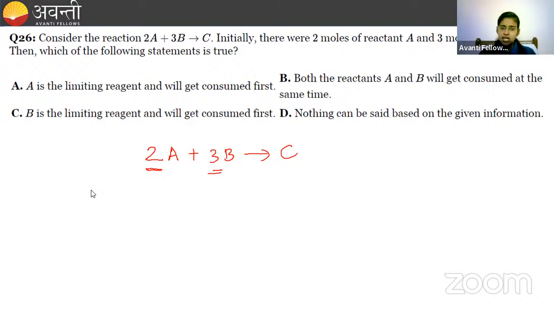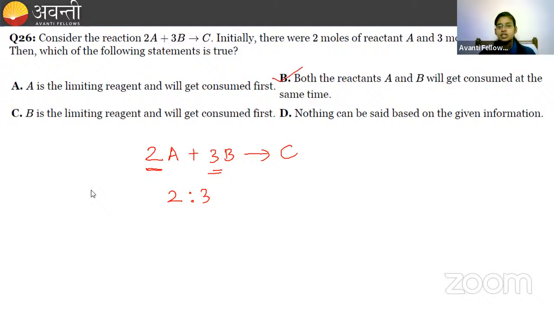So in the reaction also we have 2 moles of A and 3 moles of B. And the given amount is also same. So A and B react in the ratio 2:3, right? A and B react in the ratio 2:3 according to the given equation. So since we have the reactants in the exact same ratio, both will get consumed at the same time. So option B is the correct answer for this question.